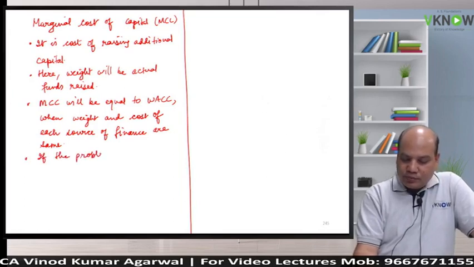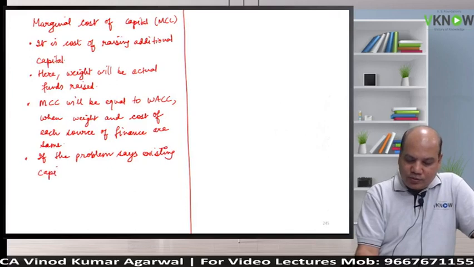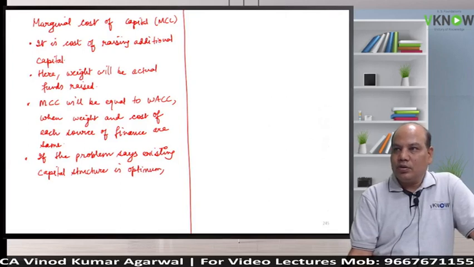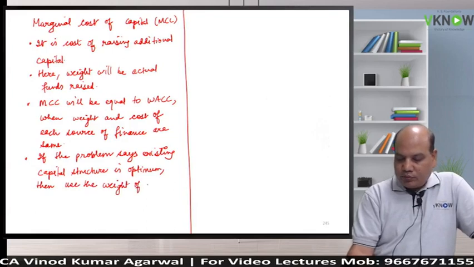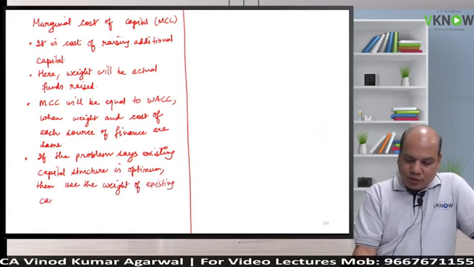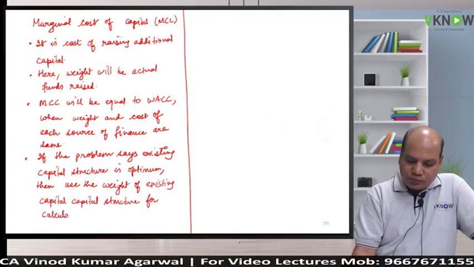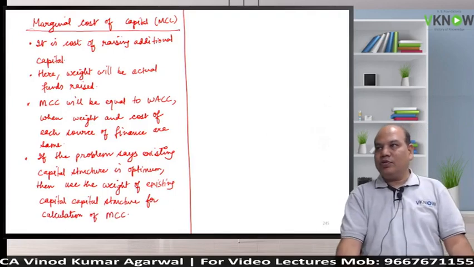If the problem says existing capital structure is optimum, then use the weights of the existing capital structure for calculation of MCC.